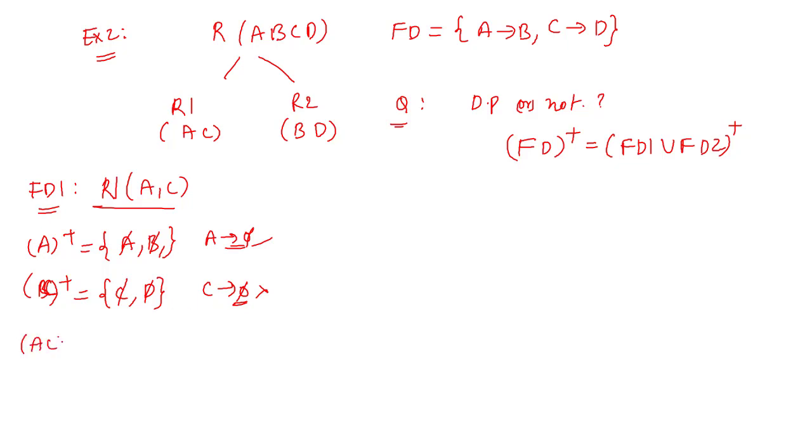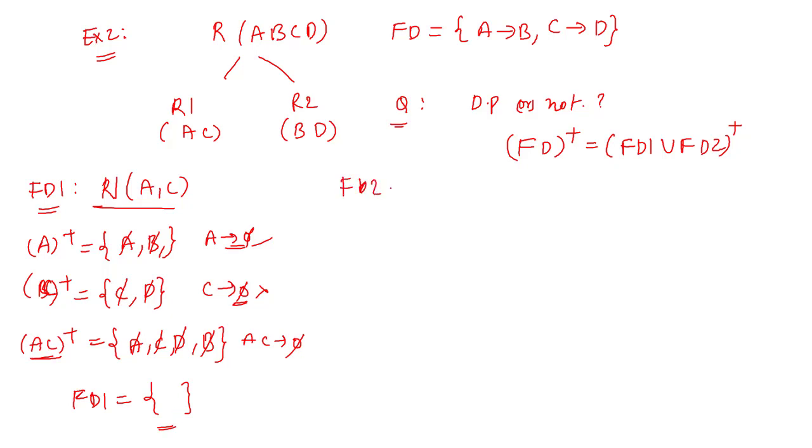Let us calculate the closure of AC. AC can determine AC here, and C also can determine D, and A can determine B, right? These are the functional dependencies. So AC is a trivial attribute. D and B are not part of this relation, so AC implies phi. Now the functional dependency 1 is nothing, right? Empty set. Fine. Now calculate the closure for FD2.